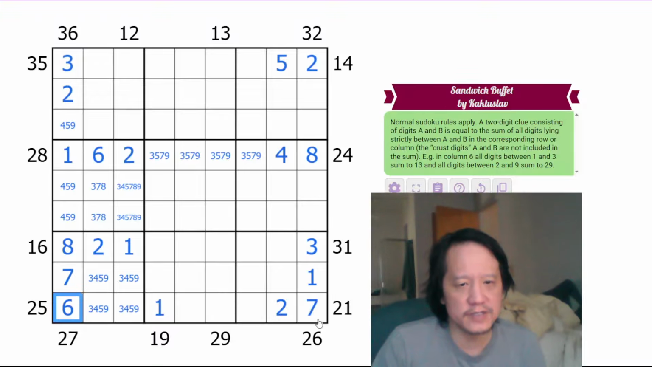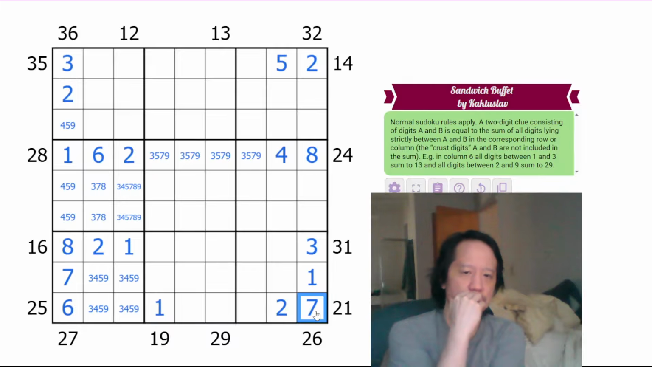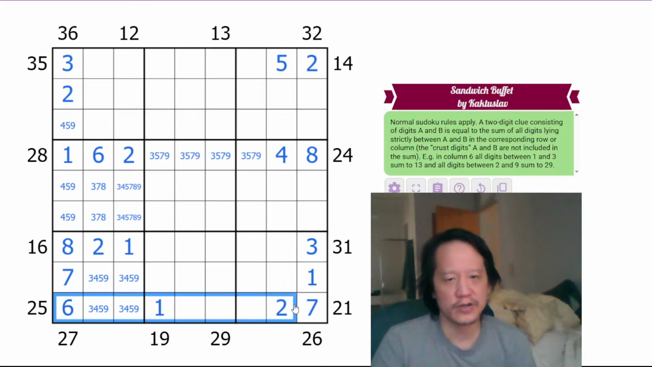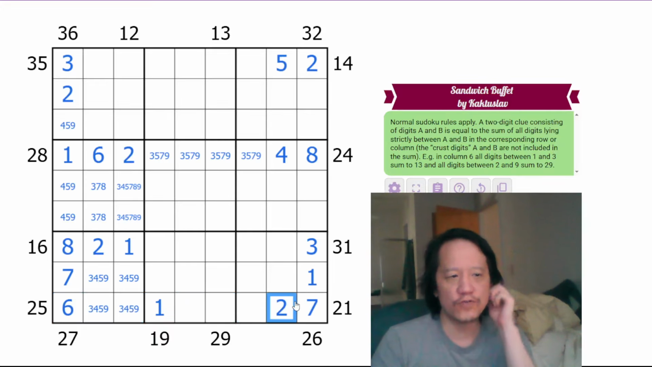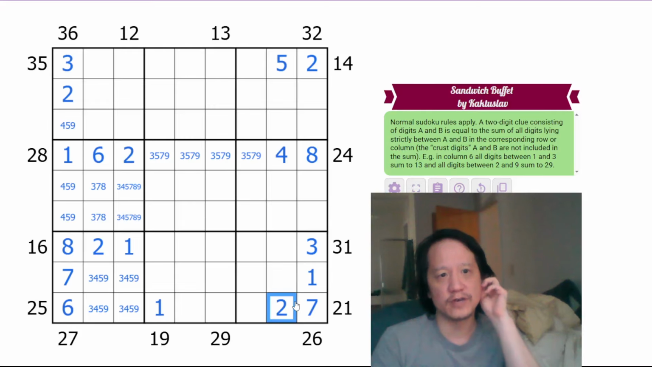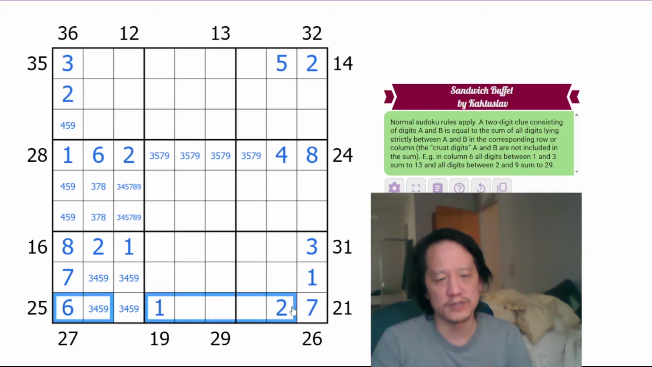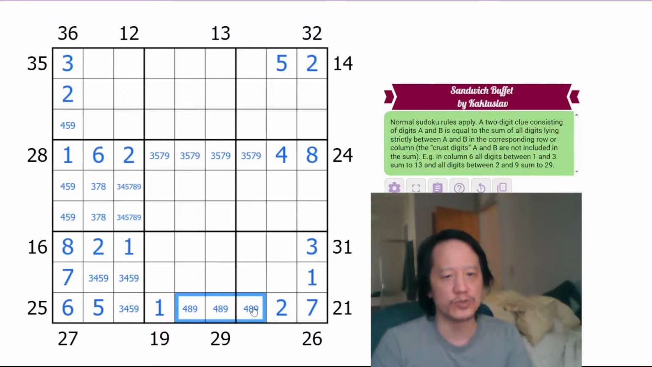We have 6 and 7 outside. That's 6, 7, 2, and 5, which adds up to 20. 45 minus 20 is... Oh, I guess we could have done it that way, but anyways. Yeah, 2, 5, 6, 7 adds up to 20. 45 minus 20 is 25, which is exactly the sum we need. So this is 5. This is 1. This must be 4, 8, and 9 in between the 2 and the 1 to add up to 21.